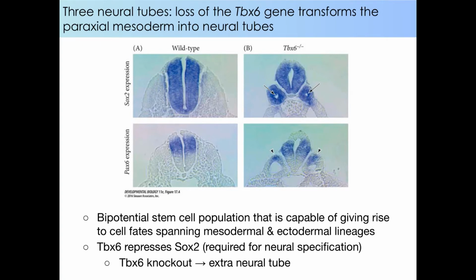Now, in mouse embryos where TBX6 is knocked out, you can see that additional neural tubes form. And these results are consistent with the presence of a region at the posterior of the embryo that contains that bipotential stem cell population that can give rise to both mesodermal and ectodermal cells.